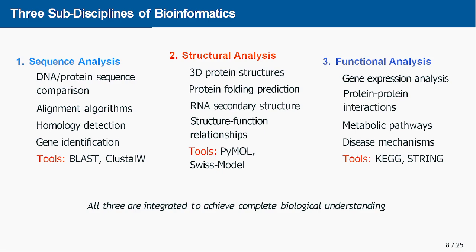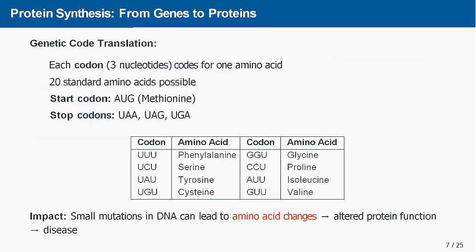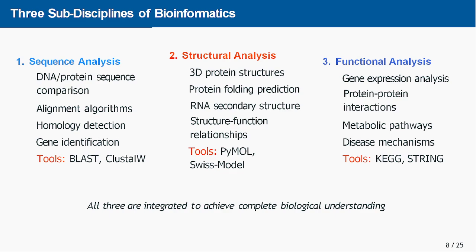So 3 sub-disciplines of bioinformatics are sequence analysis, structural analysis and functional analysis. Basically, as we have discussed, if this codon changes, then we are getting a change in amino acid. As the amino acid changes, there is an alteration in protein function, and disease will be created inside our body, or disease will be the result of that.